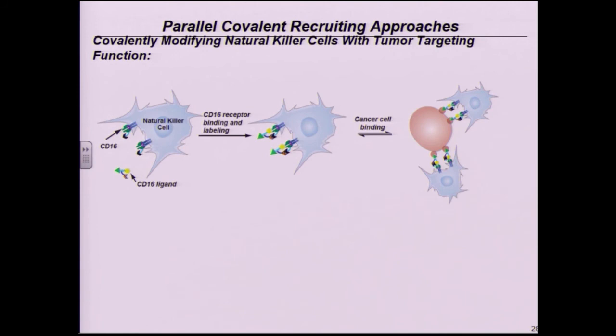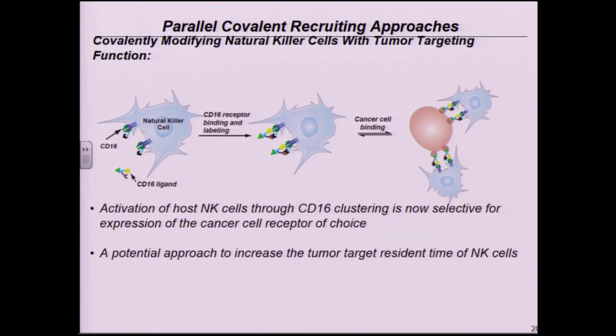So using the same kind of chemical technology, we can develop these labeling molecules that bind CD16, which is an activator receptor on natural killer cells, and covalently label it with tumor-binding small molecules so that this effector cell is now permanently programmed with tumor-binding small molecules. So when it sees a tumor, it's going to bind, it's going to be sequestered in that environment, and has a greater probability of killing the cancer cell.